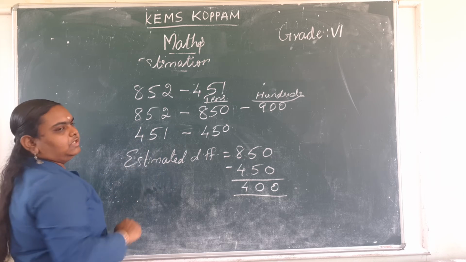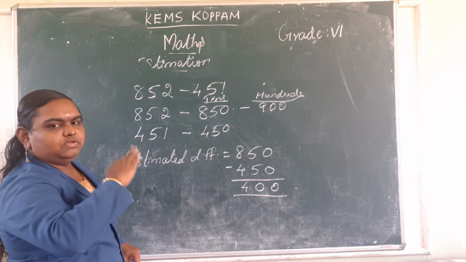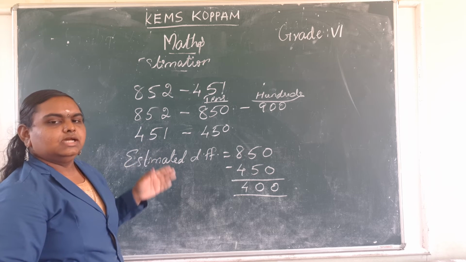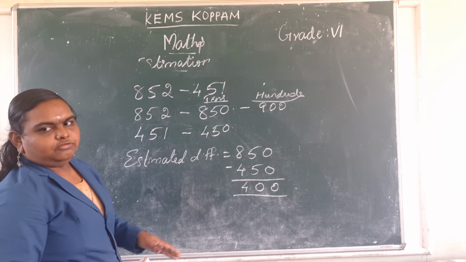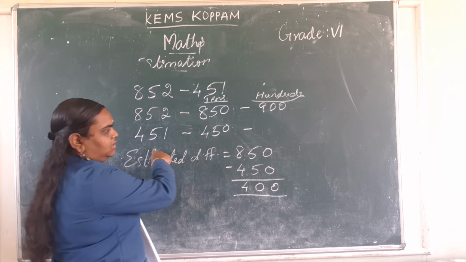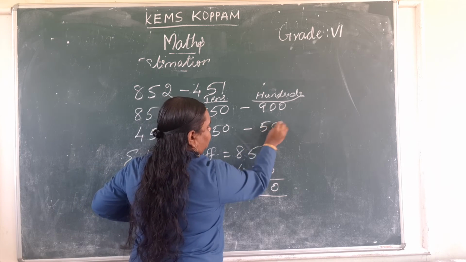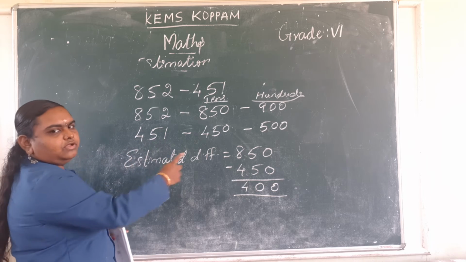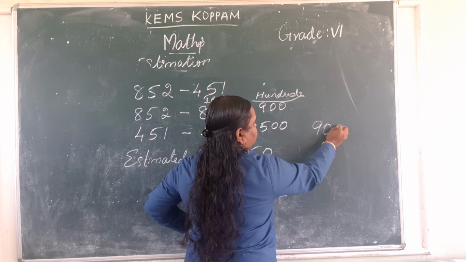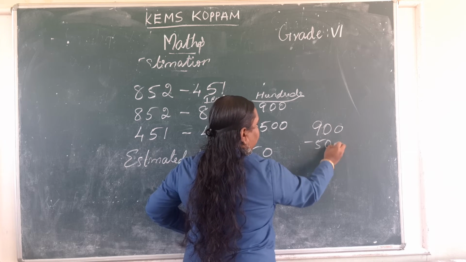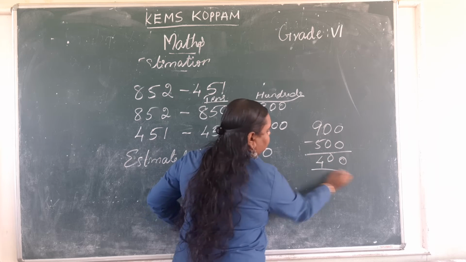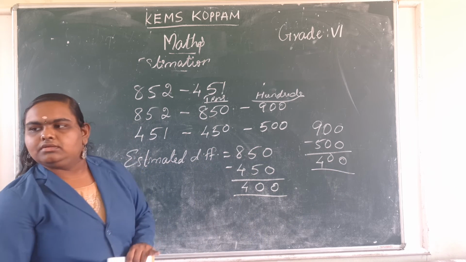451 is in between 400 and 500. 450 is the middle value, so 51 is the above value of 450. So I am taking the number 500, because 400 and 500 are the values. So I am subtracting 900 minus 500. 0, 0, 9 minus 5 is equal to 4. The same answer will be got.